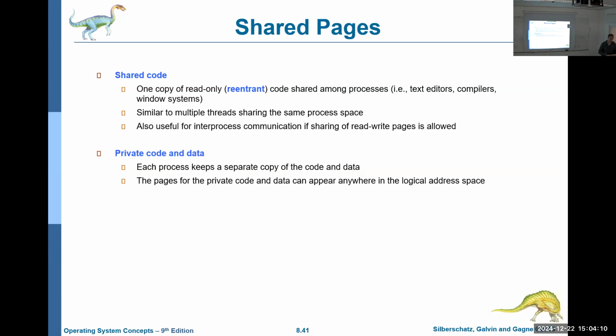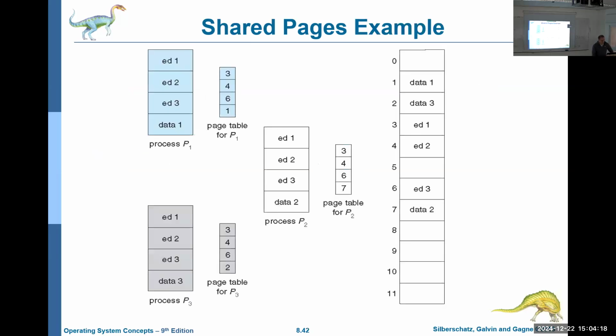Private code and data: each process keeps a separate copy of the code and data. The pages for the private code and data can appear anywhere in the logical address space. Okay. So here you see two programs, and this is just a demonstration, just showing you a picture of what we were saying about sharing pages.